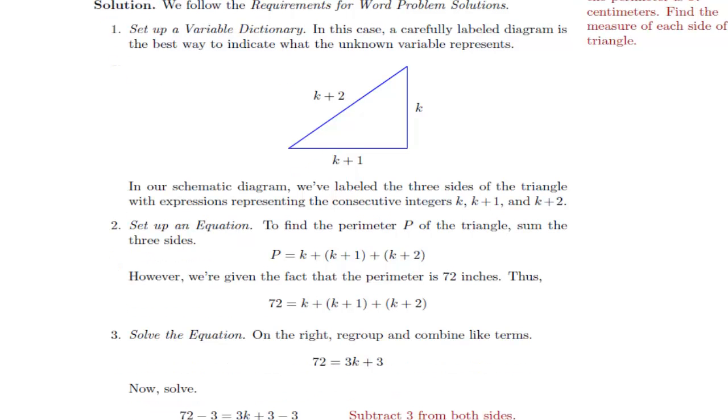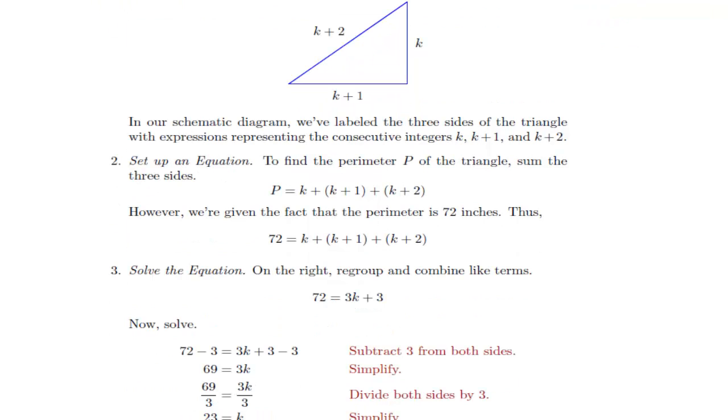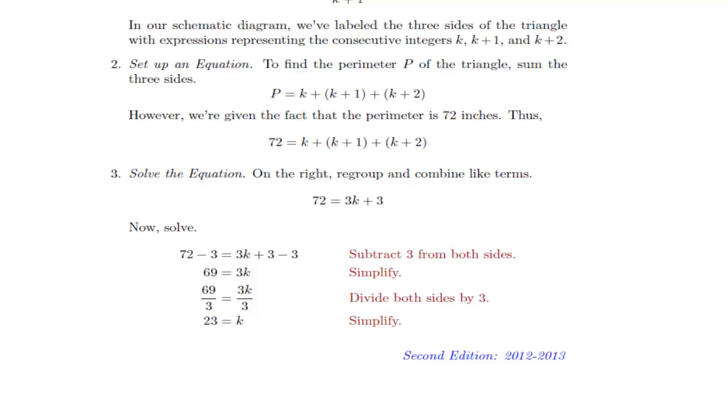2. Set up an equation. To find the perimeter P of the triangle, the sum of the three sides would be P equals k plus k plus 1 plus k plus 2. However, we're given the fact that the perimeter is 72 inches, thus 72 equals k plus k plus 1 plus k plus 2. Solving the equation, we regroup and combine like terms to get 72 equals 3k plus 3. Now we can solve this equation.